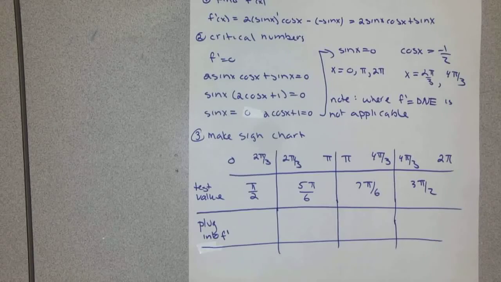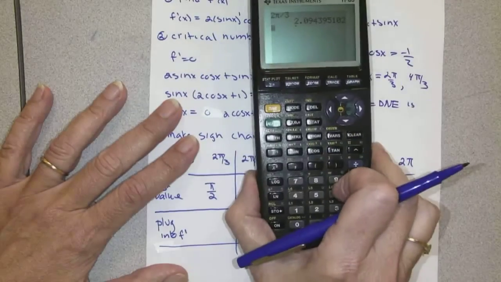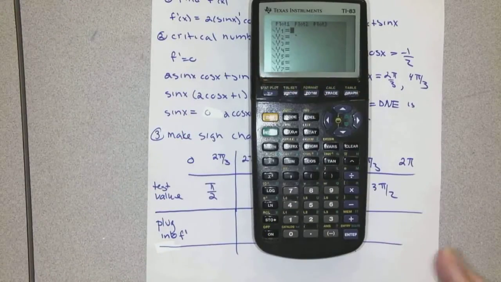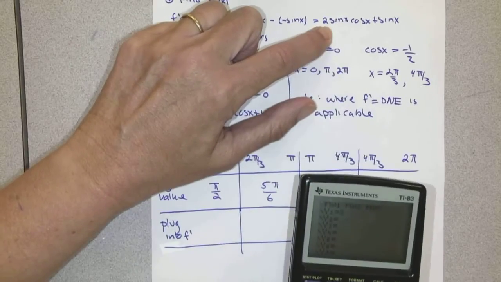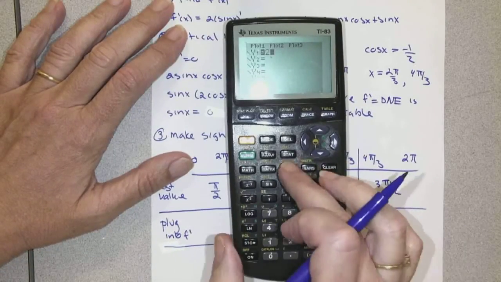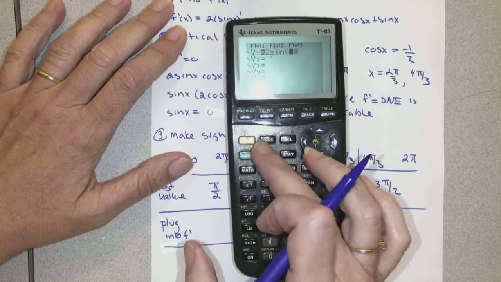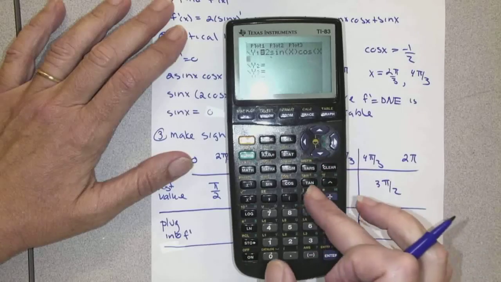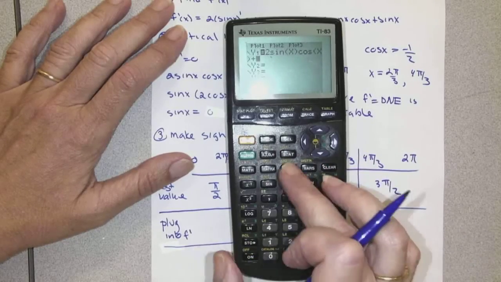You don't have to do this in your head. You can use your calculator. And here's how we're going to use our calculator. Press y equals, type in the derivative. So the derivative was 2 sine x cosine x plus sine x.